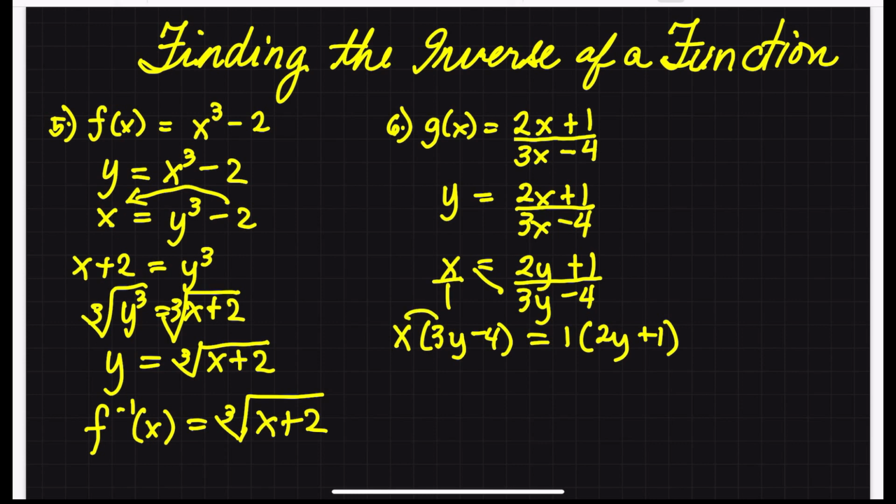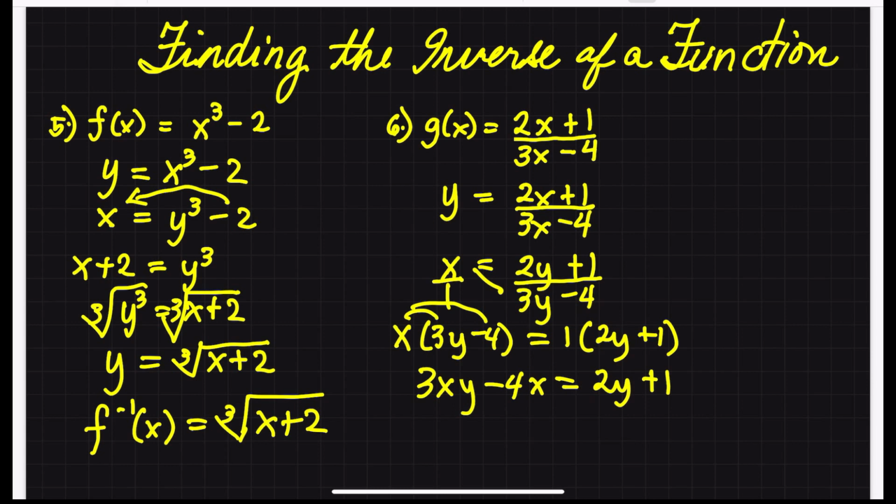So, distribute natin si x. So, magiging 3xy minus 4x. Okay, minultiply natin to. Equals 1 times 2y, 2y. 1 times 1 is 1. So, distribute lang natin yung 1. So, 1 times a quantity is equal to the quantity.